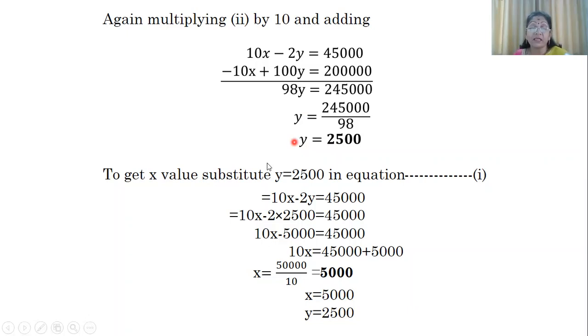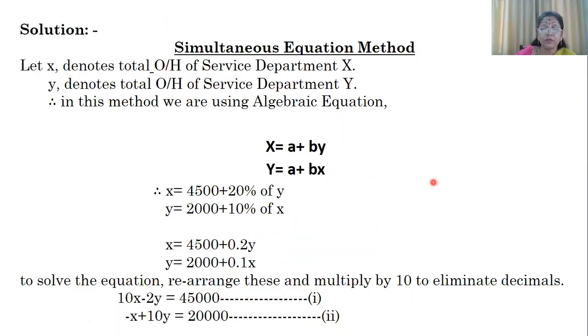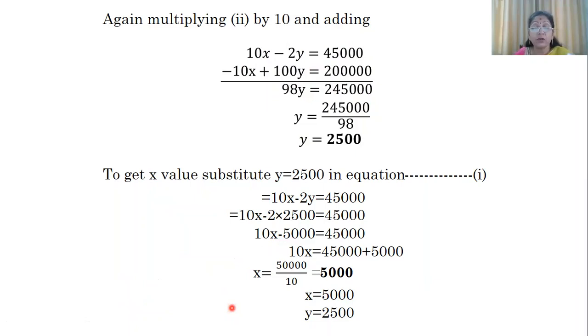Next, we got the y value. Then we have to find the x value. To get the x value, substitute y is equal to 2,500. This 2,500 is substituted for y in equation 1. Which is equation 1? This is equation 1: 10x minus 2y is equal to 45,000. This is equation 2. See, 10x minus 2y is equal to 45,000.